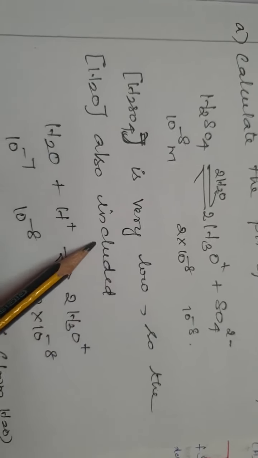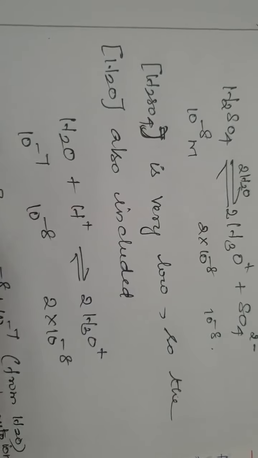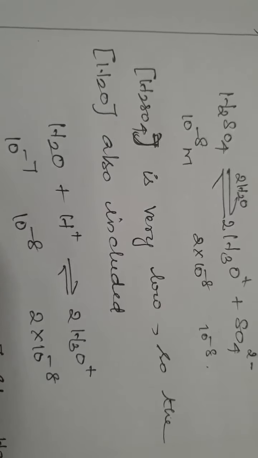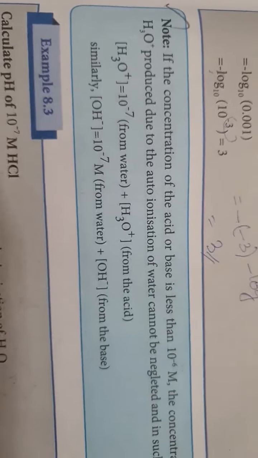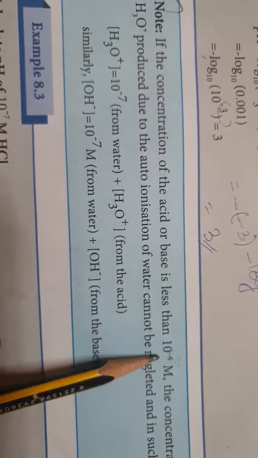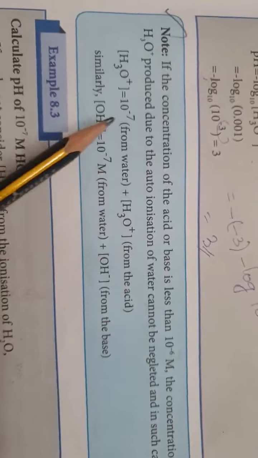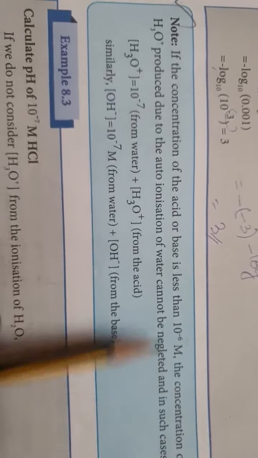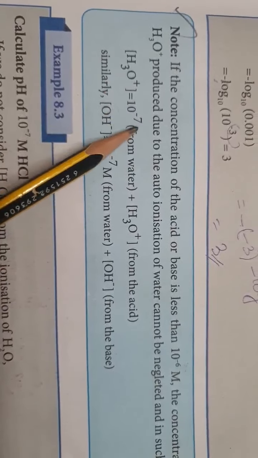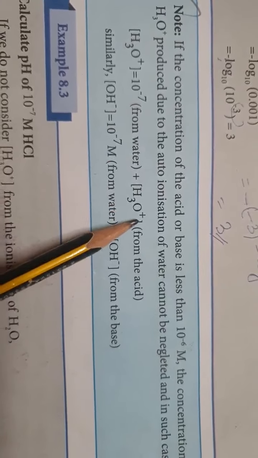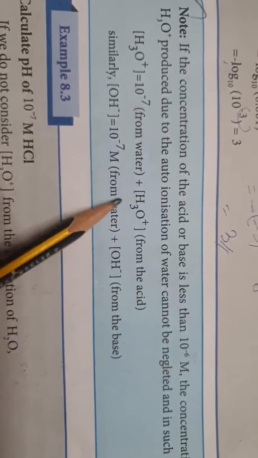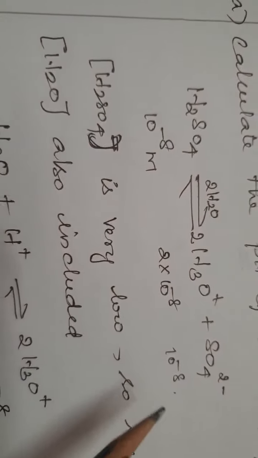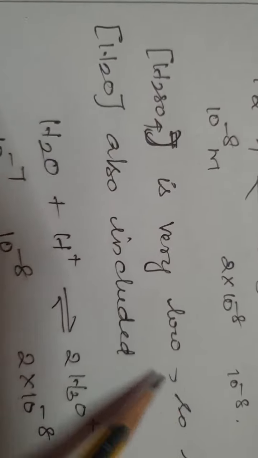Okay, so here the sulfuric acid concentration is very low. So the water is also included, because this point we already studied, given in page number 11. If the concentration of the acid or base is less than 10^-6 M, the concentration of H3O+ produced due to the auto-ionization of water cannot be neglected. In such cases, H3O+ is equal to 10^-7 from water plus H3O+ from acid. Okay, so we have to add water also, if the concentration of the acid given is less than 10^-6. So the concentration of water is also included here.